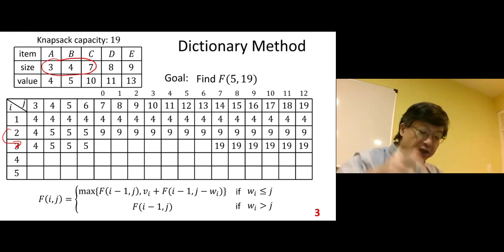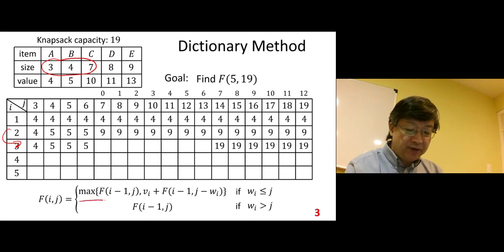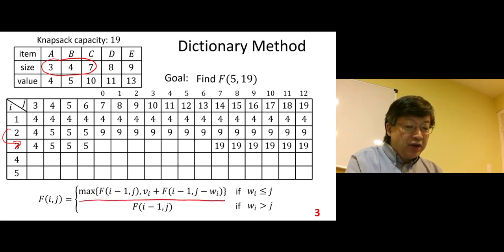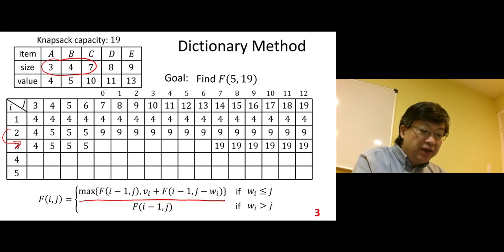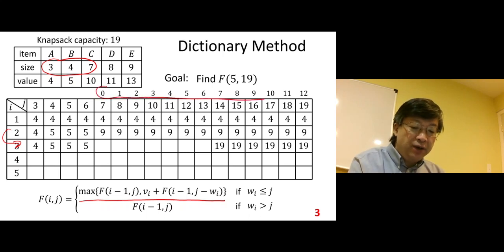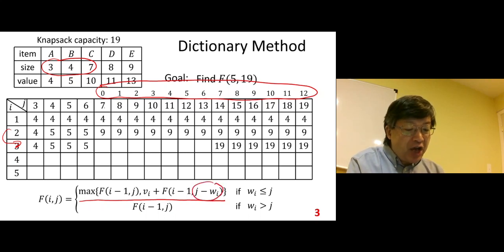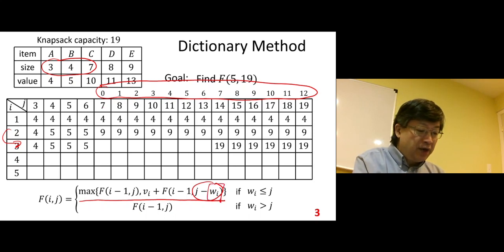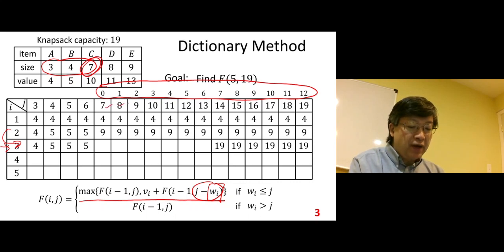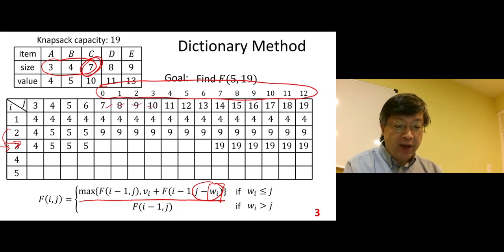All right, to work on that, because I need to use the recurrence relation. So here I use some auxiliary data to help me. What's that auxiliary data? It corresponds to this part: the capacity size J minus Wi. What is Wi? Currently, row number 3, the Wi is 7. So each number minus 7, I put there.